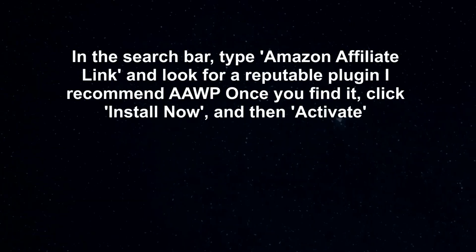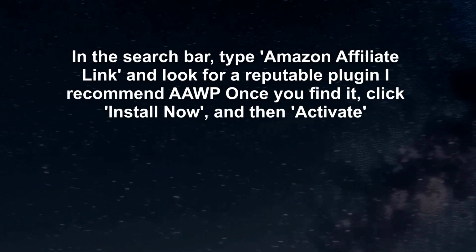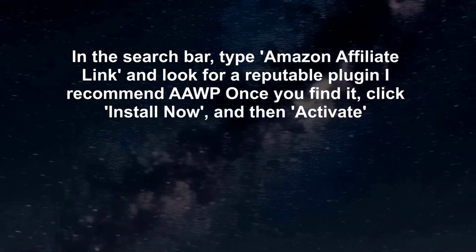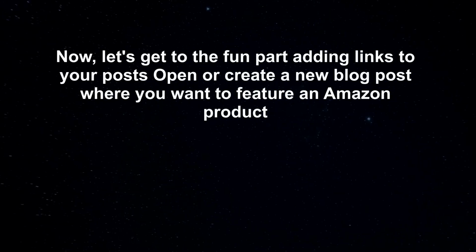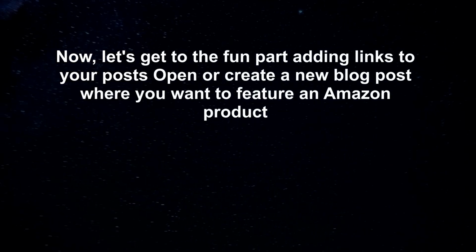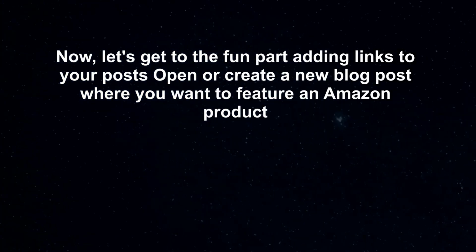In the search bar, type Amazon affiliate link and look for a reputable plugin. I recommend AWP. Once you find it, click Install Now and then activate. Now, let's get to the fun part, adding links to your posts. Open or create a new blog post where you want to feature an Amazon product.